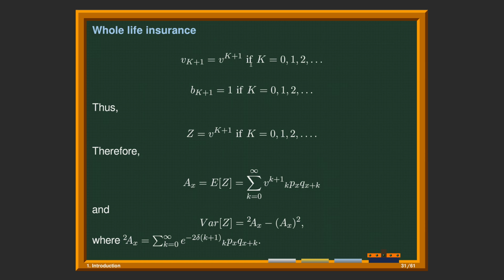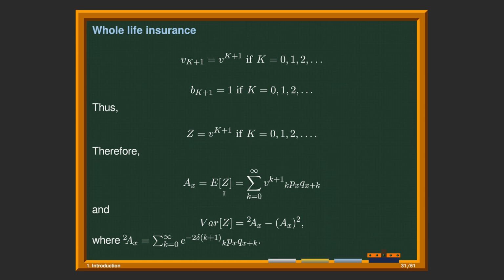Because if the time of death is T, and then the greatest integer value of that is K, but then the payment is paid at the end of the year of death, so that would be K plus 1. So that's why our subscript and our exponent here is K plus 1. And of course, the benefit is 1 unit. So we're assuming that the benefit size is 1 unit. So Z now would be again B times V. So it turns out to be V to the K plus 1 whenever K is 0, 1, 2, 3, and so on.